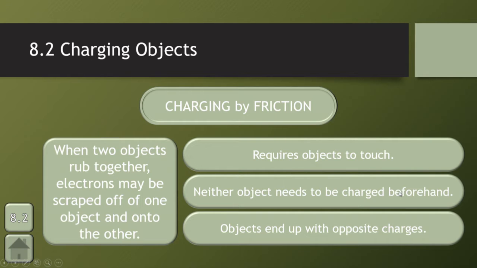This can happen when 2 neutral objects rub against each other. And the objects will end up with opposite charges because one object loses electrons and the other gains them. One will become positive and the other will become negative.